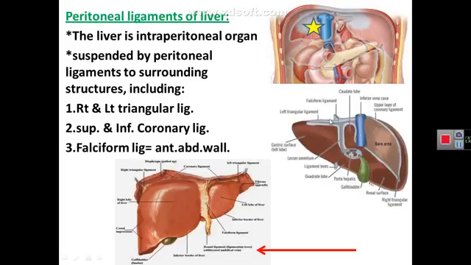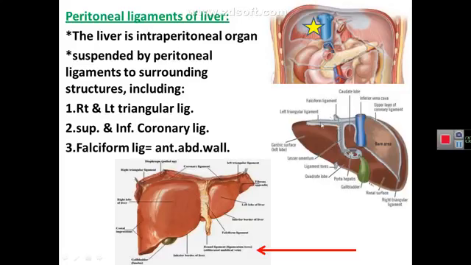You can see that these reflections form a left and right triangular ligament, and a superior and inferior coronary ligament. These left and right triangular ligaments, superior and inferior coronary ligaments, suspend the liver to the diaphragm. This is the superior coronary, this is the inferior coronary, this is the left triangular, and that is the right triangular. All of them suspend the liver to the diaphragm.